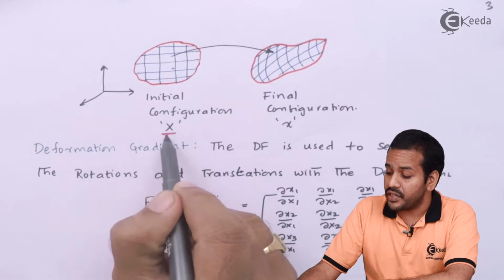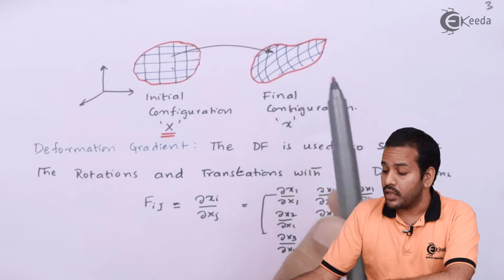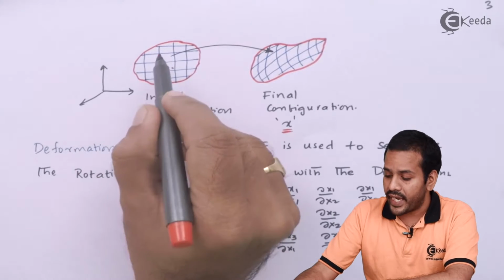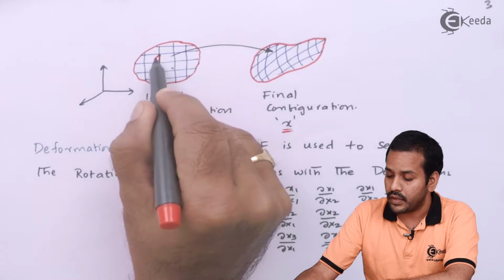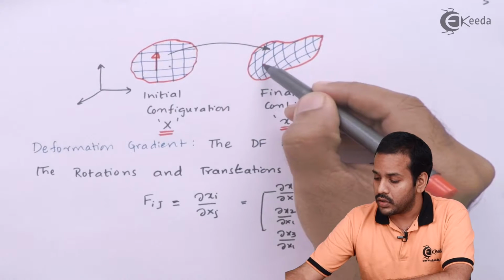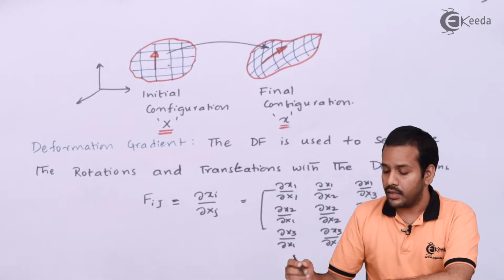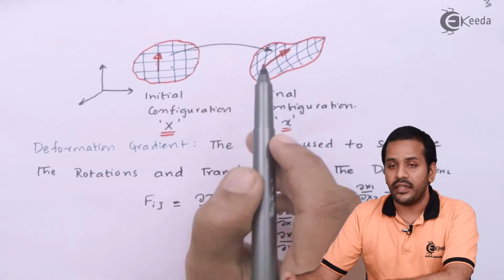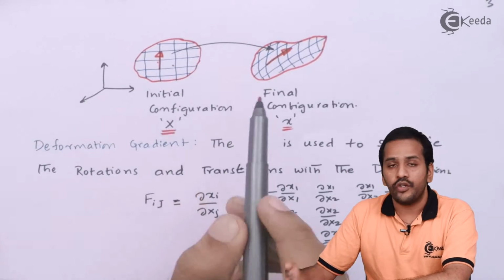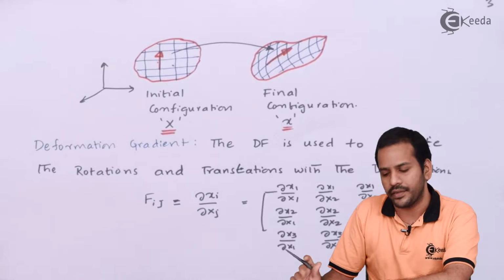The initial configuration is denoted with capital X, and this is the final configuration. Let the final configuration be denoted with small x. If you take some vector here, let us take this as my vector, in the deformed configuration it will go in this fashion. That means this vector has been stretched as well as rotated. So we need to know how much it is rotating and how much it is stretching. That is the whole thing here.